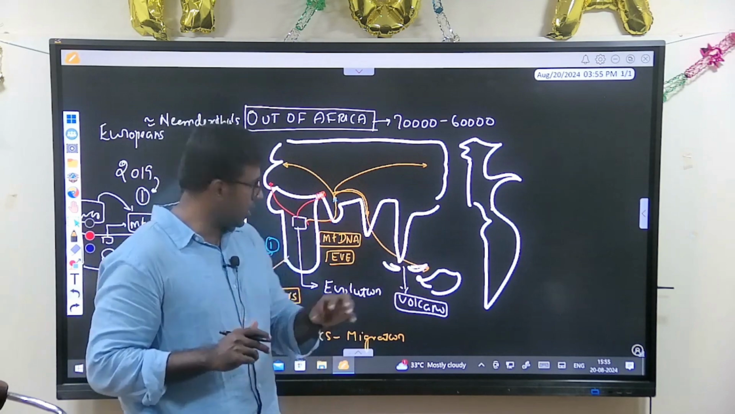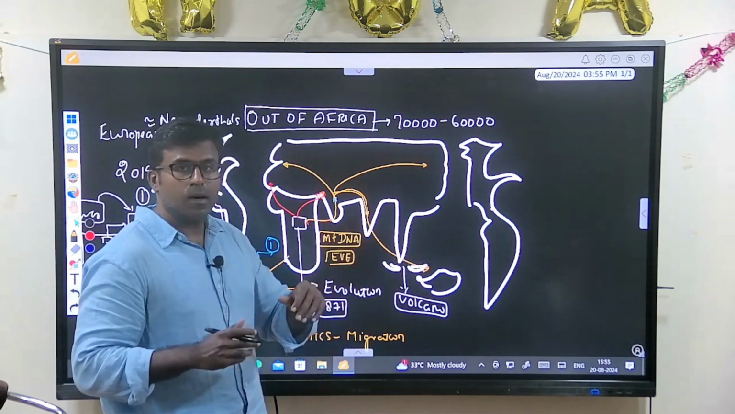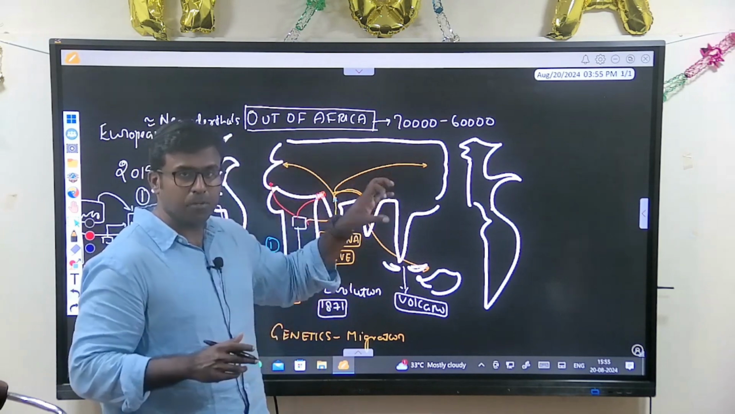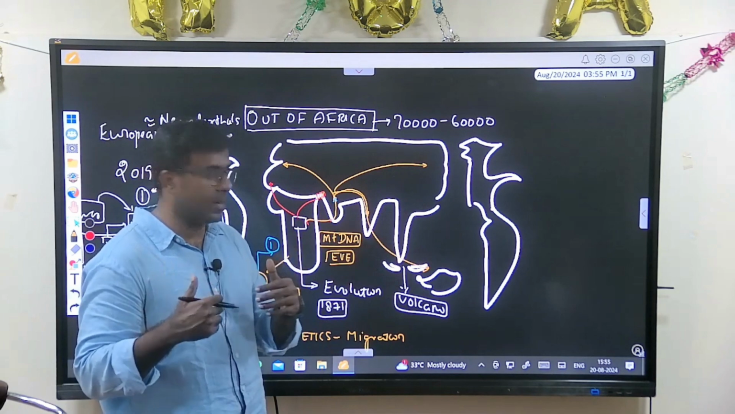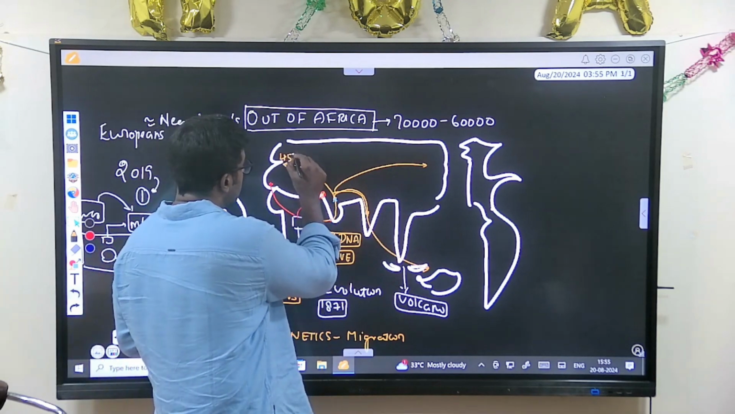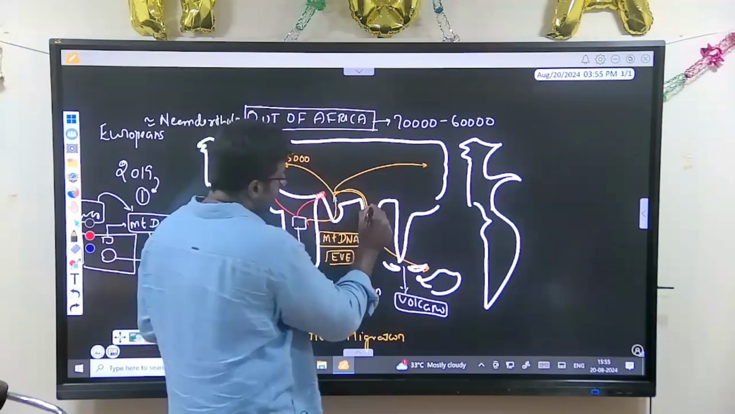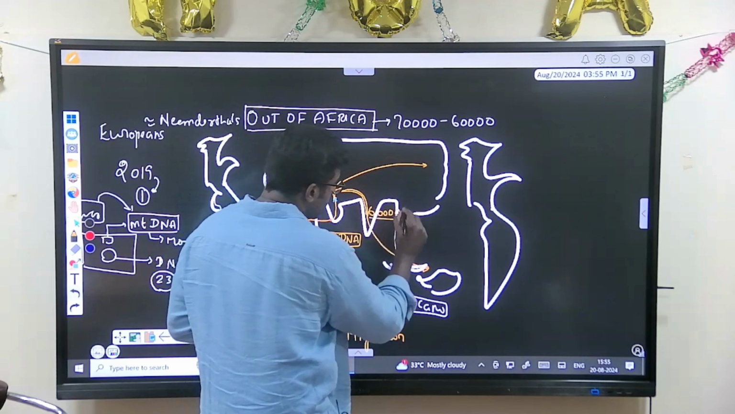And they have calculated based on this mitochondrial DNA. They will take samples from different places, and they will trace back the evolution and find that they arrived in Europe around 45,000 years ago. They arrived in India 60,000 years ago.